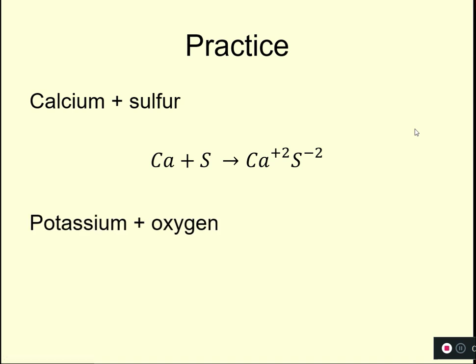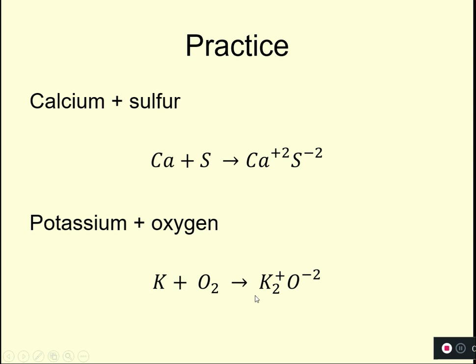Let's try another one. Potassium and oxygen. I'm going to ask you to pause the video and try this one too. Let's see how you did. So potassium is K, and oxygen is O, but oxygen is diatomic, so it's O2. Potassium, the ion, is +1. Oxygen, the ion or oxide, is -2, so the compound is K2O.